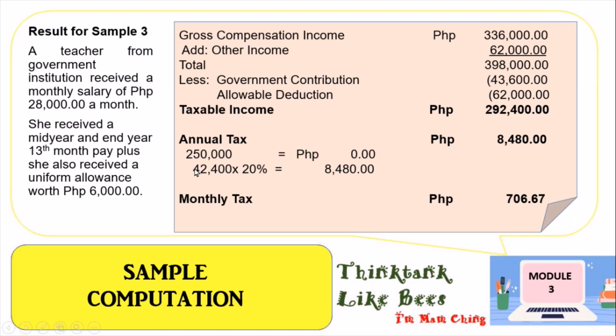Okay? So, we base it on column 1, where 250,000 is exempted, and the remaining is subject to 20% tax. So, we have 42,400 multiplied by 20%, so we have 8,480 for the annual tax. And you divide it by 12 to make a monthly tax of 706 pesos and 67 centavos.